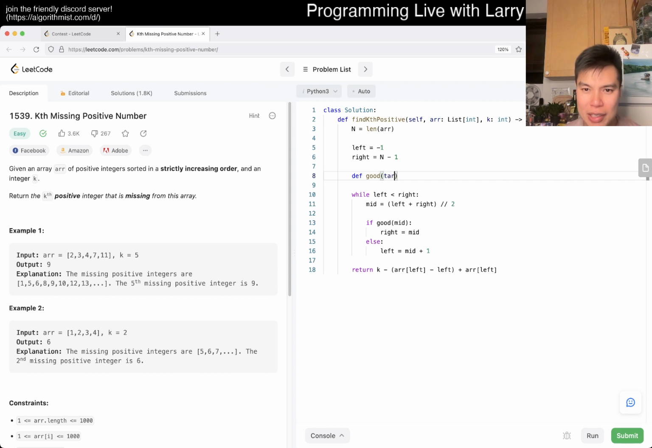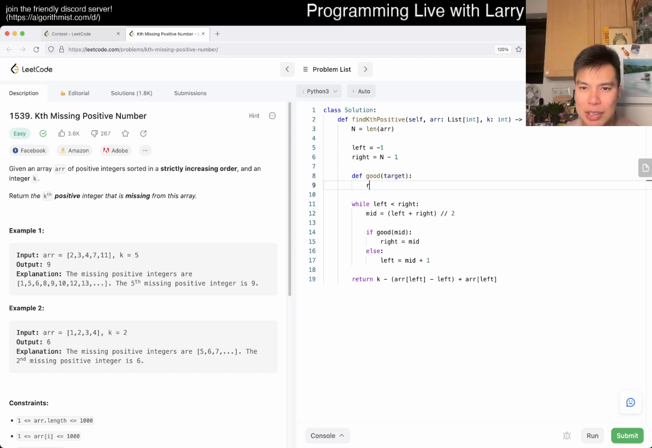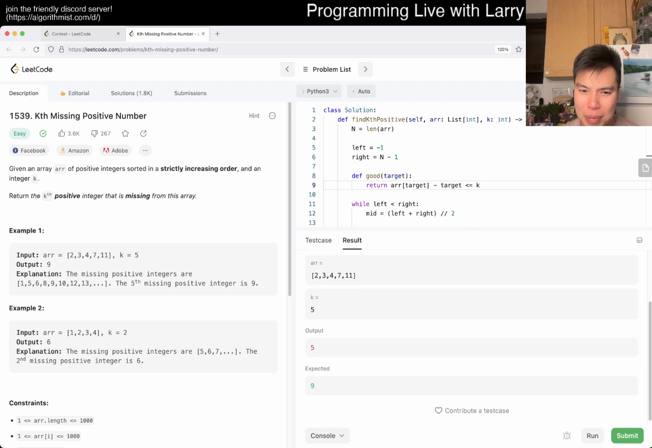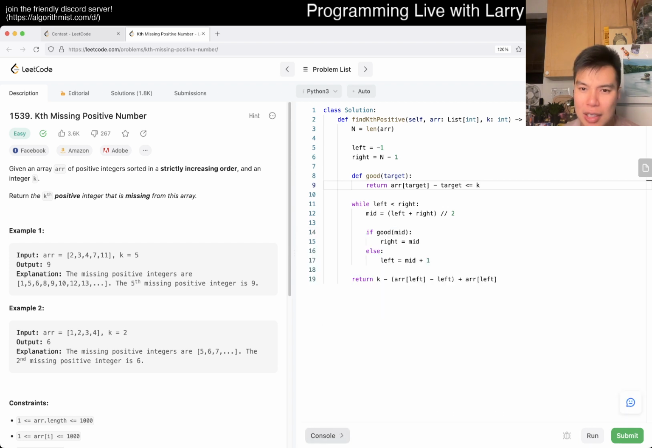So this is a target, right? And this is just saying return r of target minus target is less than or equal to k. Something like this, but I feel like I'm way off by 1 possibility. Output is 5 but 9, so this isn't even close. But why am I wrong? All right, let's take a look.